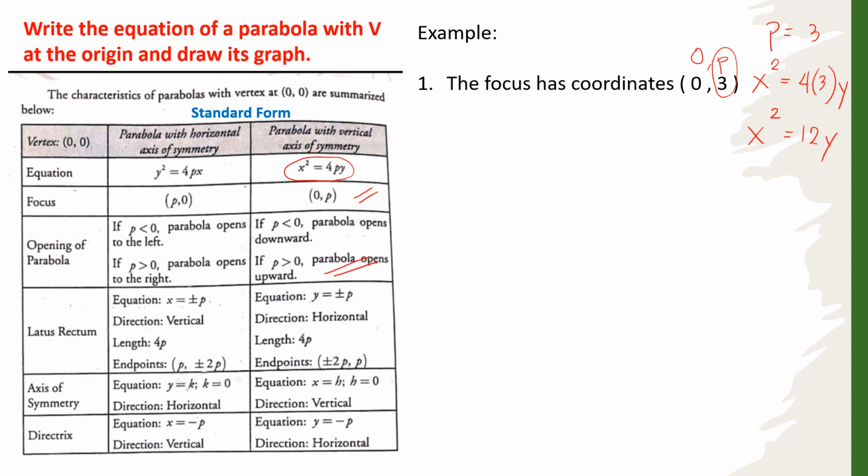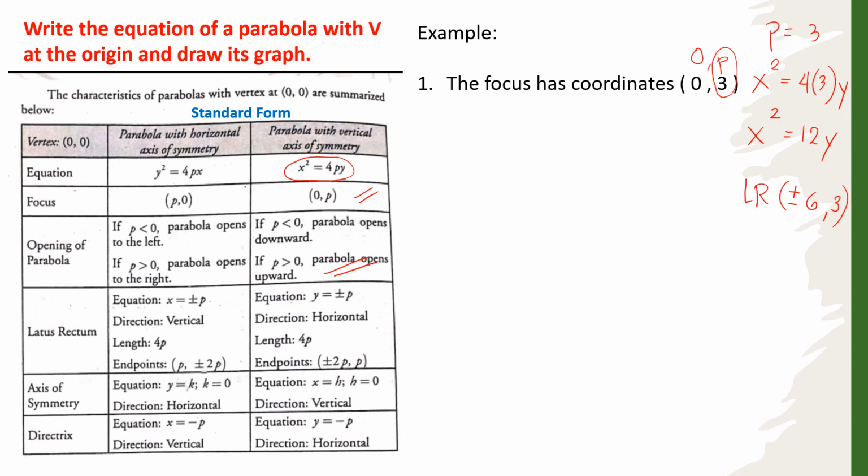Expected that the parabola opens upward. Our endpoints for the Lattice Rectum, the endpoints of the Lattice Rectum, plus minus 2p. So 2 times 3, we have 6, plus minus 6. And then P, so we have 3. So the coordinates of the ends of Lattice Rectum are plus minus 6, 3.